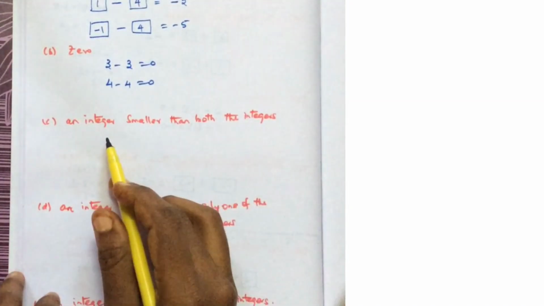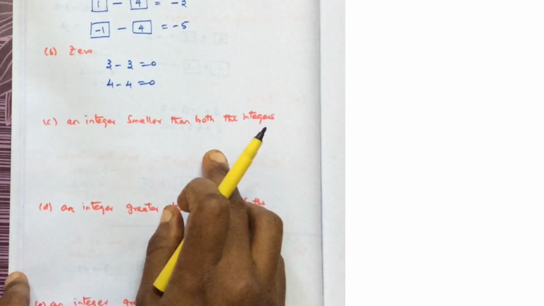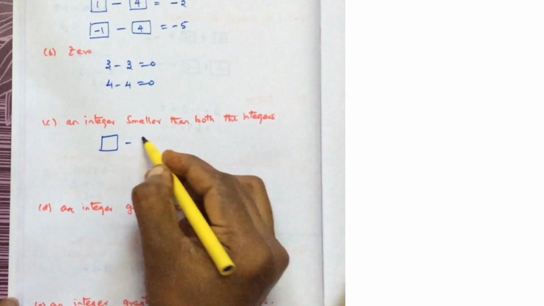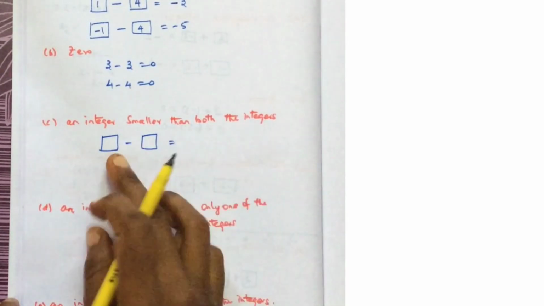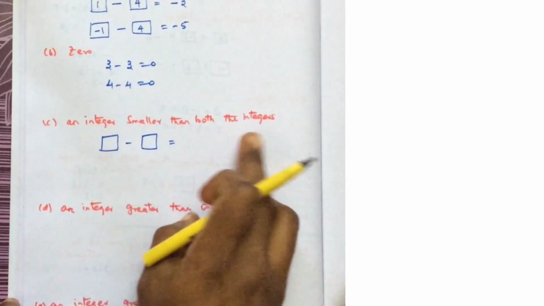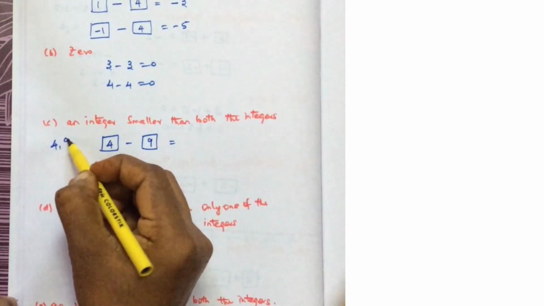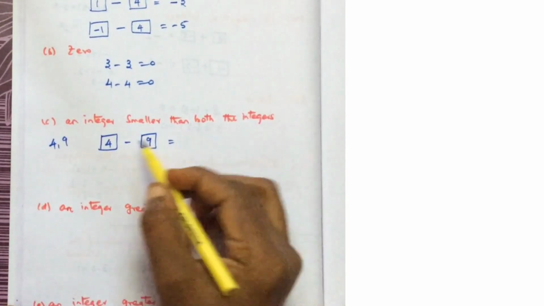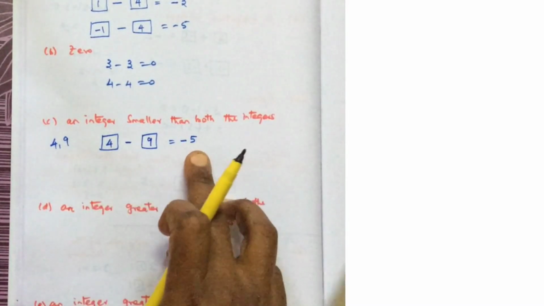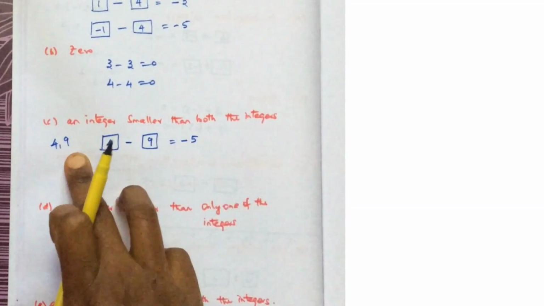Next is an integer smaller than both the integers. So the result should be smaller than both of these integers. So I should find the difference, I should write a pair of integers. The result should be smaller than both the integers. Let me take 4 and 9. The two integers are 4 and 9. The answer is 4 minus 9, which is minus 5. So this minus 5 is less than 4, and this minus 5 is less than 9.